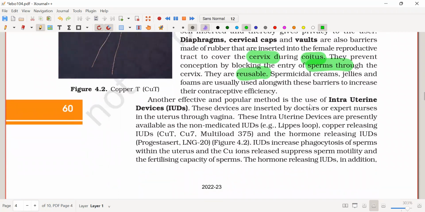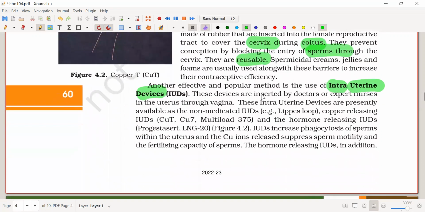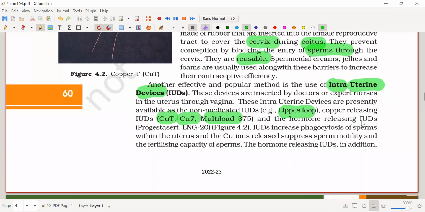Another effective and popular method is the intrauterine device, IUDs. These devices are inserted by doctors or expert nurses in the uterus through the vagina. These intrauterine devices are presently available as non-medicated IUDs, Lippes loop, copper releasing IUDs, CuT and Cu7, Multiload 375, and hormone releasing IUDs, progestasert and LNG-20.